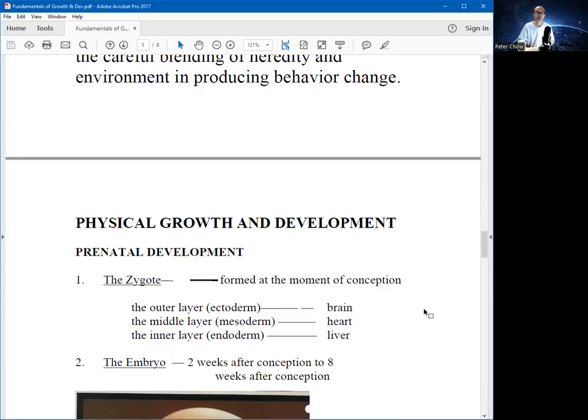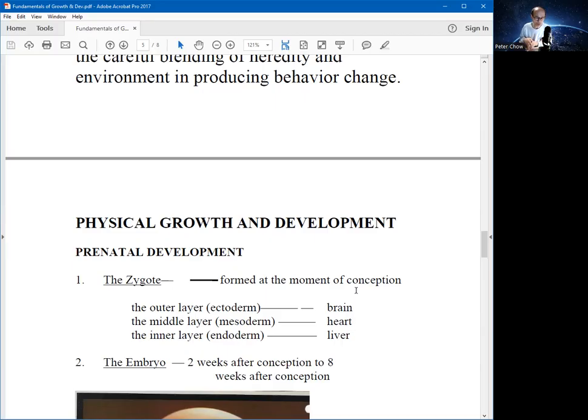The zygote is formed at the moment of conception, when the sperm cell of the male fertilizes the egg cell of the female. Of course, half of the genetic material contained in the zygote comes from the father, half from the mother. Okay. Now, let me talk a little bit about genes.